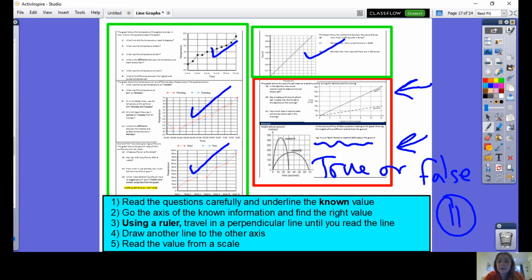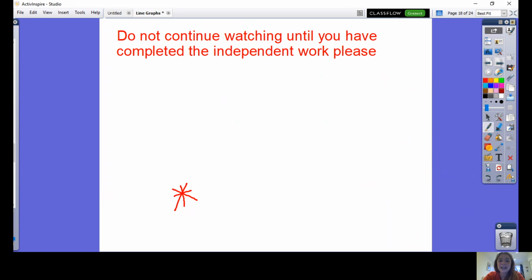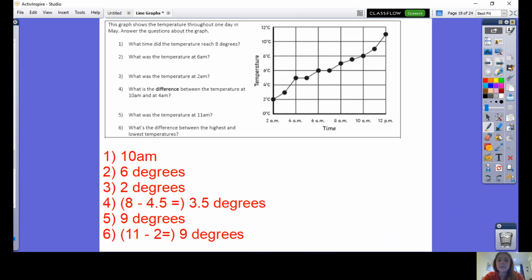A couple of children have been just waiting for the answers and writing down the answers. It's really obvious to the teachers that's what you're doing because we can see you're copying down mistakes that have been made in the answers. Please make sure you're doing your independent work independently and do not continue watching the video until you are finished. You should no longer be watching this video if you have not yet completed your independent work. Please pause now as I'm about to go through the answers and you have to do this work independently.